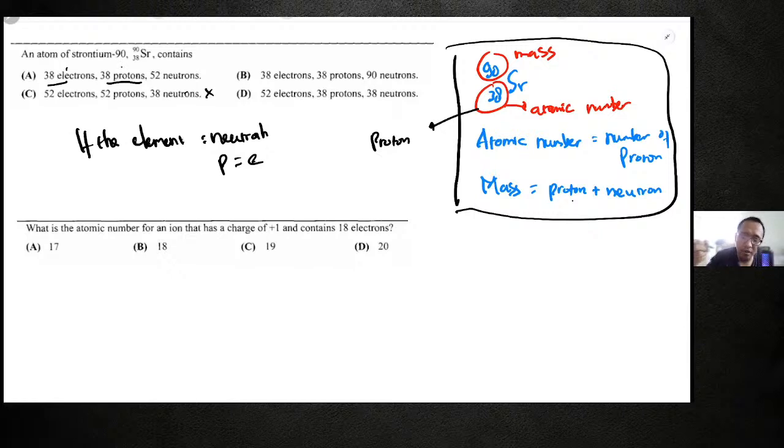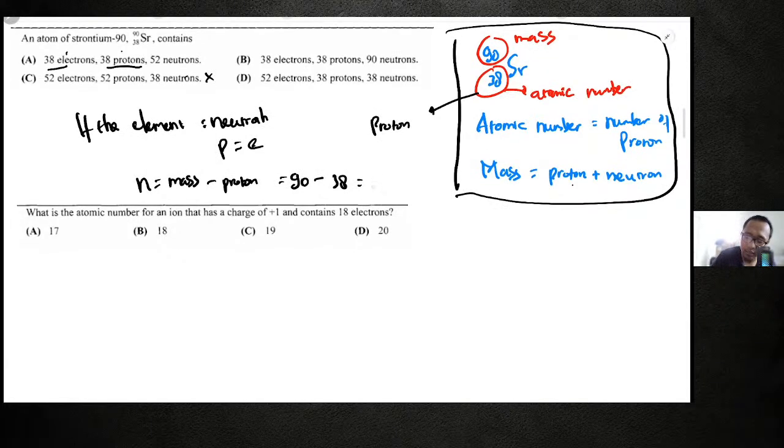So how about the neutron? How do we get the neutron? Neutron is mass minus proton. The mass is 90 minus 38, so we end up getting 52. So the answer is A.